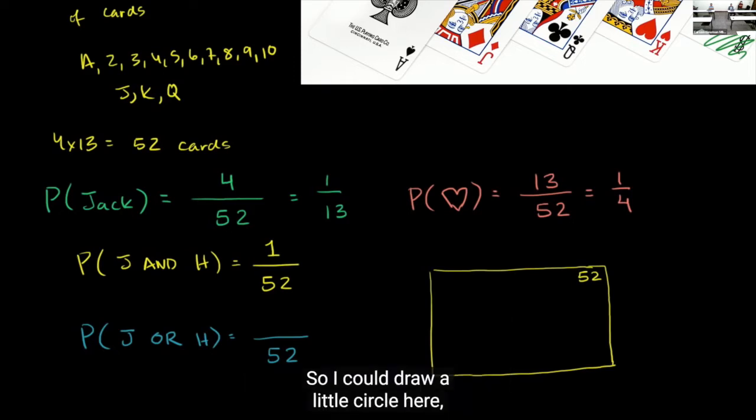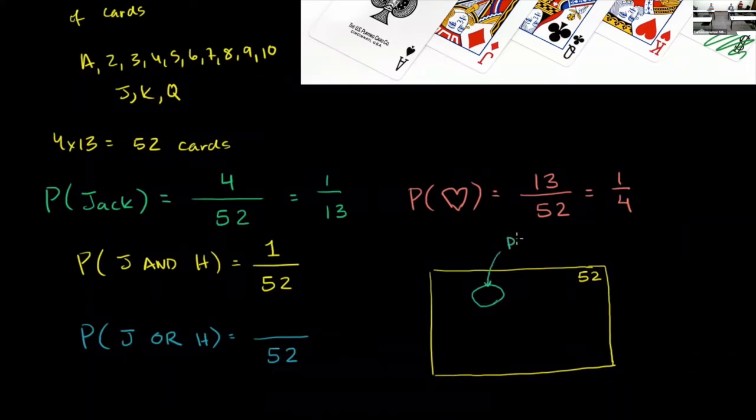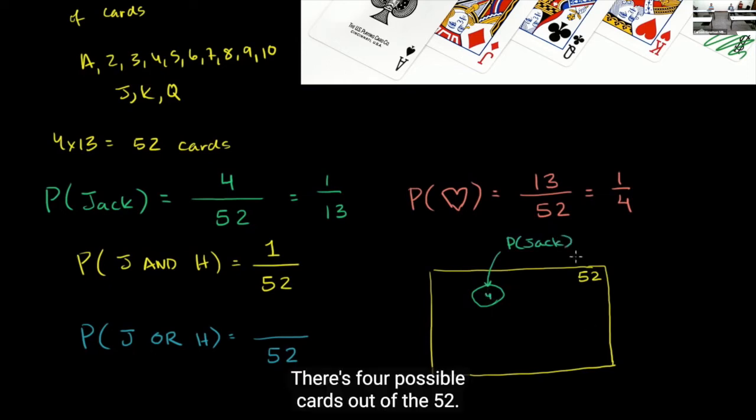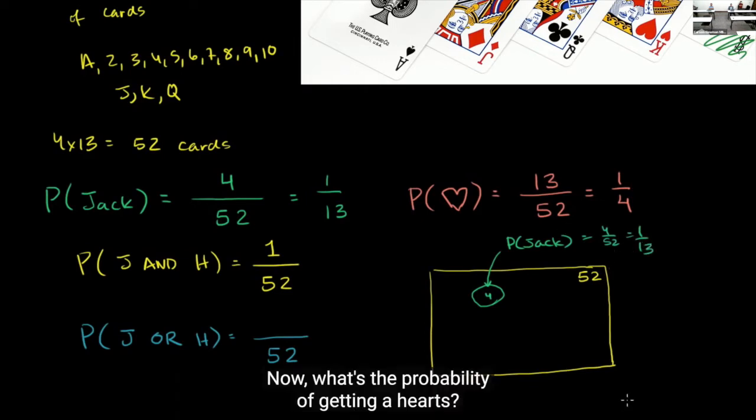So I could draw a little circle here where that area, and I'm approximating, represents the probability of a jack. So it should be roughly 1/13 or 4/52 of this area right over here. So I'll just draw it like this. So this right over here is the probability of the jack. It is 4. There's 4 possible cards out of the 52. So that is 4/52 or 1 out of 13, 1/13.